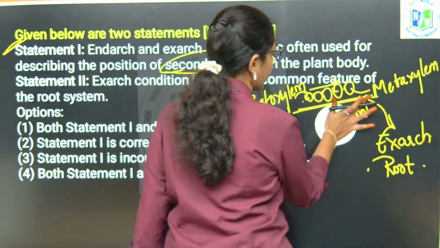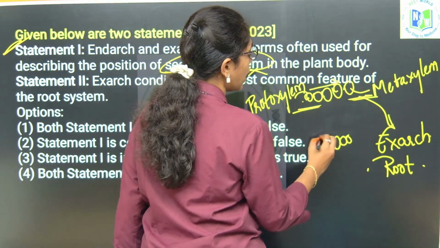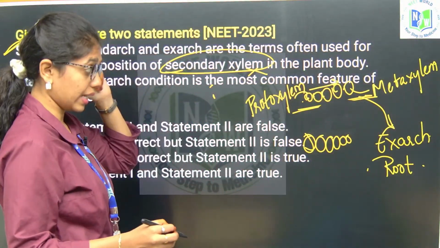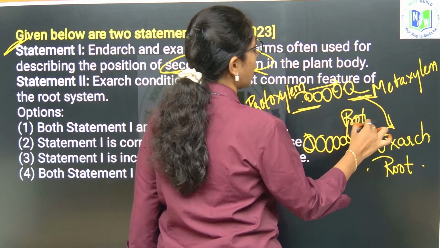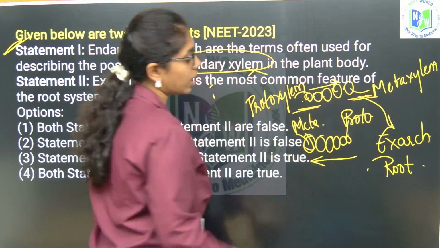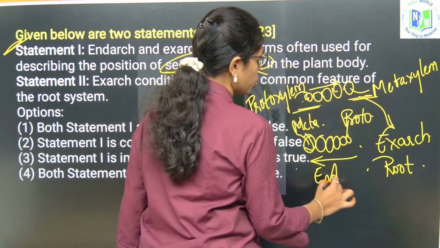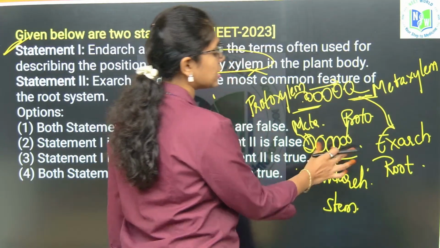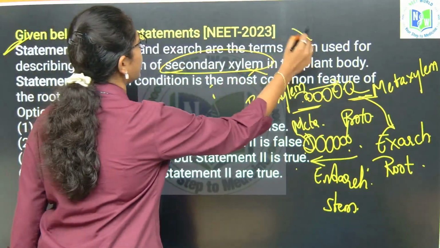Second is endarch arrangement, where protoxylem is towards the pith and metaxylem is towards the periphery. Protoxylem is towards the center or pith and metaxylem is towards the periphery. This maturation is from the pith to the periphery. This is the endarch mode of arrangement, which is observed in the stem. Fine, and this is the primary xylem, not the secondary xylem. So statement 1 we can eliminate. This is the wrong statement.